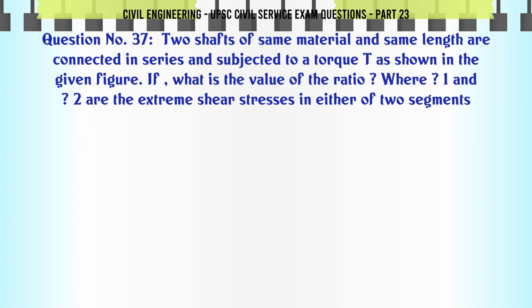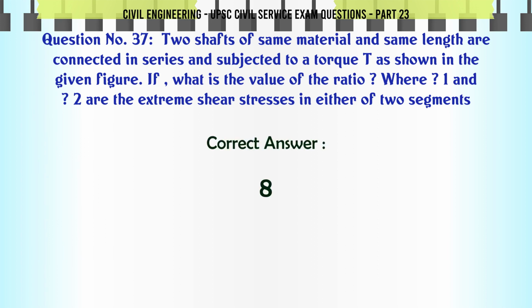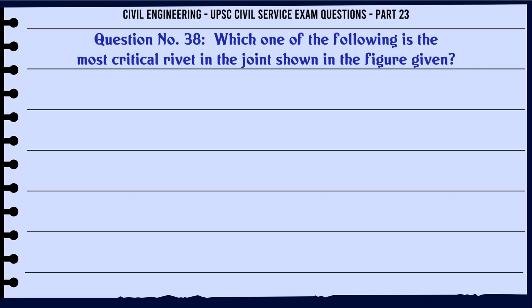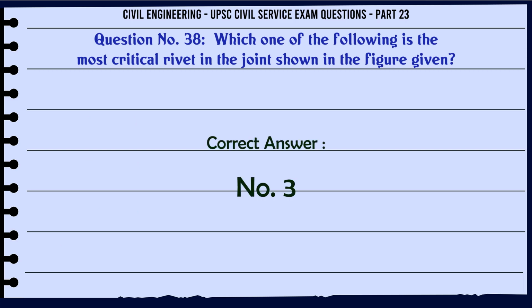Two shafts of same material and same length are connected in series and subjected to a torque T as shown in the given figure. What is the value of the ratio τ1/τ2, where τ1 and τ2 are the extreme shear stresses in either of two segments? A. 4, B. 2, C. 8, D. 16. The correct answer is 8. Which one of the following is the most critical rivet in the joint shown in the figure given? A. Number 1, B. Number 2, C. Number 3, D. Number 4. The correct answer is number 3.